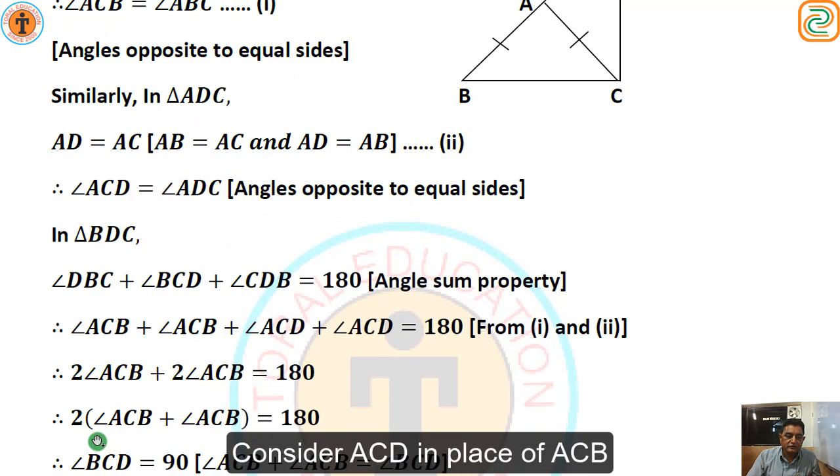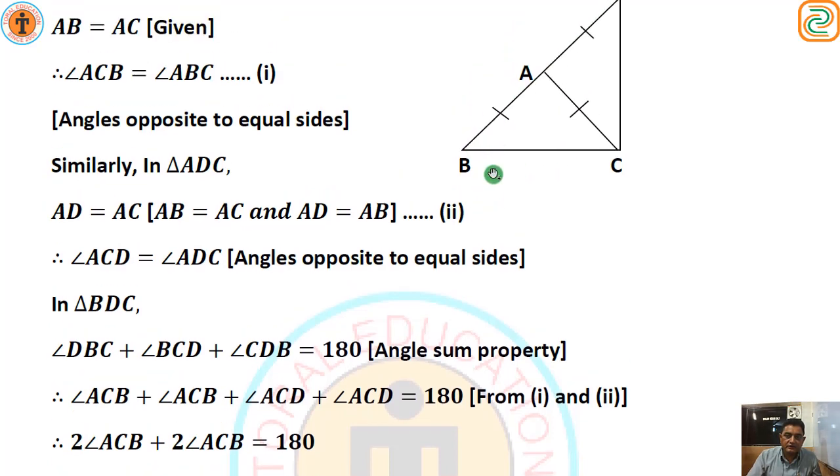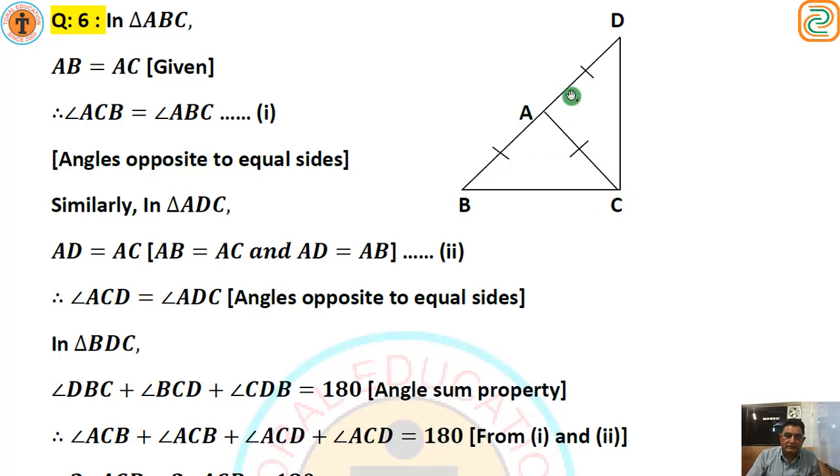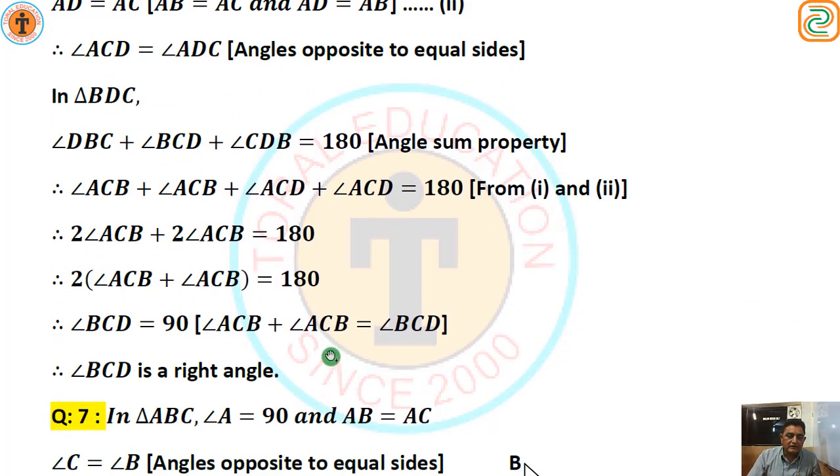Okay, so 2ACB plus 2ACD equals 180. If we take ACB plus ACD equals BCD, look, ACB plus ACD equals BCD, right? Here BCD is 90 because 2 will go there. Therefore BCD is a right angle. Okay.